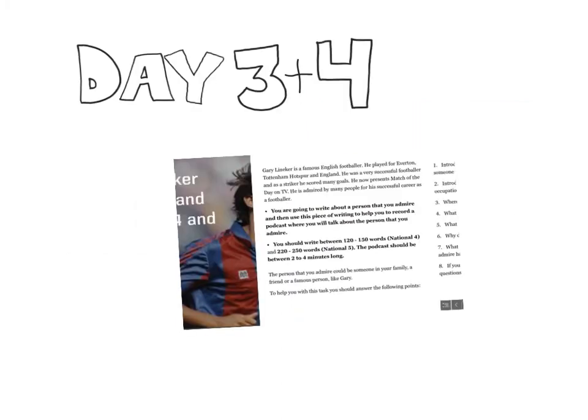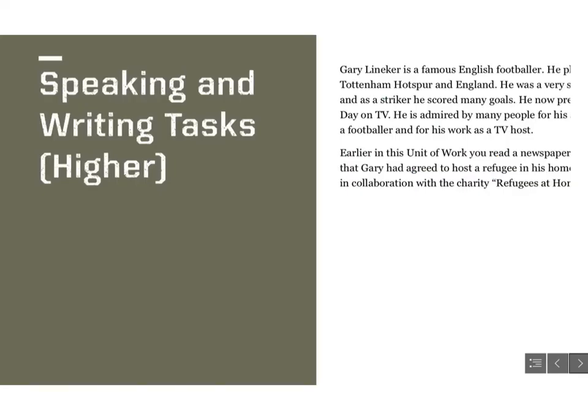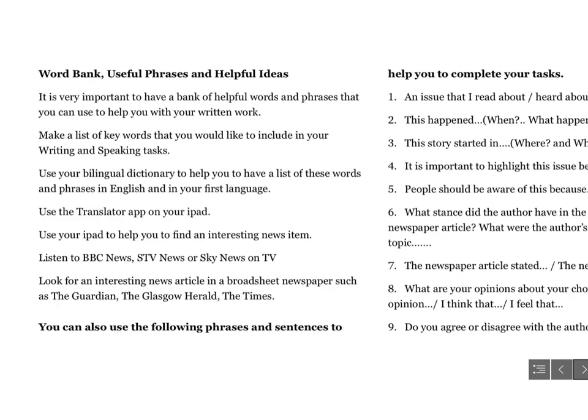On days 3 and 4, we would like you to try some speaking and writing activities. They come first. The first one you see is National 4 and National 5, and it gives you information and tasks to carry out. There's also some ideas about apps that you can use in this mind map. And there are similar tasks for Higher, also speaking and writing, and also about Gary Lineker. Then you are provided with word banks and helpful phrases.